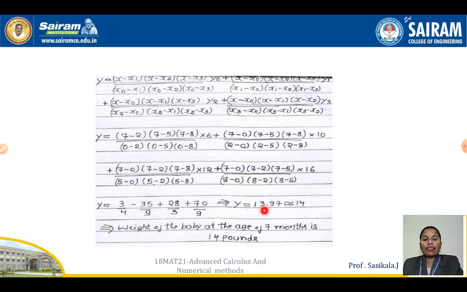You will get approximately 13.97. Rounded up, you will get 14. So the weight of the baby at the age of the 7th month is 14 pounds. This is by using the Lagrange's interpolation formula.